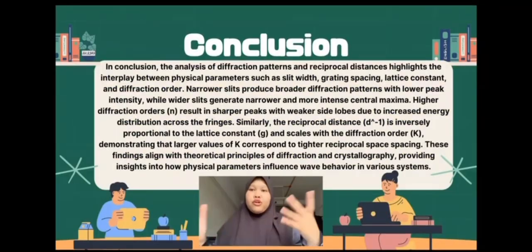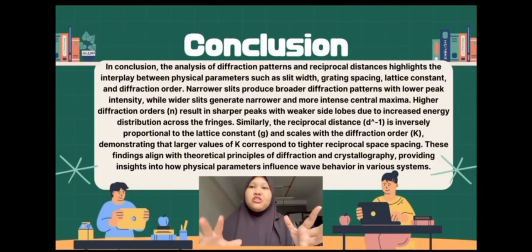So the conclusion of these experiments is that the analysis of diffraction patterns and reciprocal distance highlights the interplay between physical parameters such as slit width, grating spacing, lattice constants, and diffraction order. Narrower slits produce broader diffraction patterns with lower peak intensity, while wider slits generate narrower and more intense central maxima. The higher diffraction orders, which is n, result in sharper peaks with weaker side lobes due to the increased energy distribution across the fringes. Similarly, the reciprocal distance is inversely proportional to the lattice constant and scales with the diffraction order k, demonstrating that larger values of k correspond to tighter reciprocal spacings.